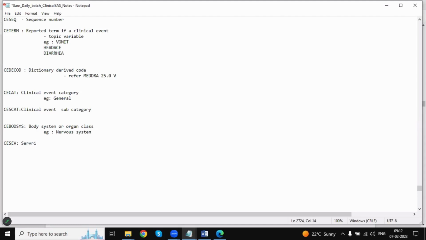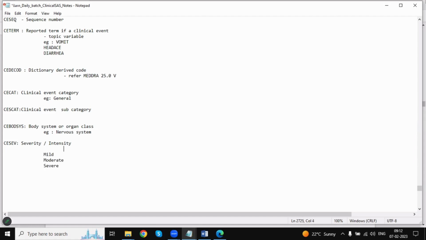Severity or intensity. Tell me what type of observations will come in severity and intensity. In AE, what type of observations will come? Remember anyone? What is the severity meaning? Intensity: severe, mild. How severe the particular adverse event, the particular side effect is. Yes, is it mild? Is it moderate? Or is it severe?